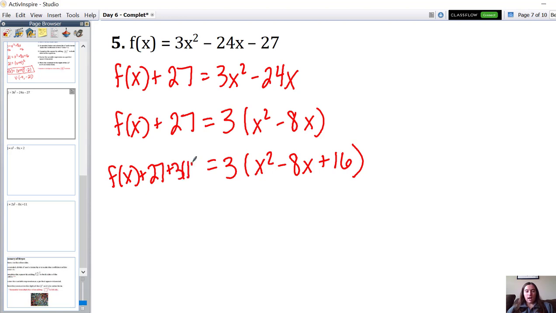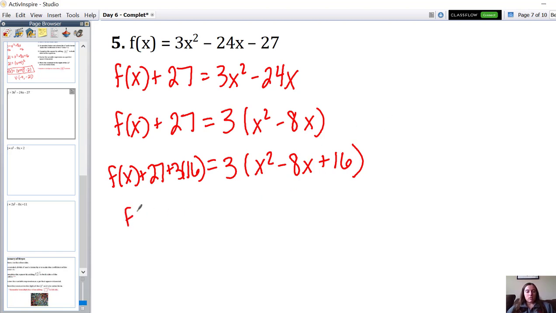So anytime that you have this a value, you're going to have to multiply it by whatever your b over 2 squared was. If this a value was 2, I would put 2 times 16. If my a value was negative 5, I would put negative 5 times 16, because we want to keep our equation balanced. On the right-hand side, we added 3 times 16, so on the left-hand side, we need to add 3 times 16. Now let's do some simplification and some factoring.